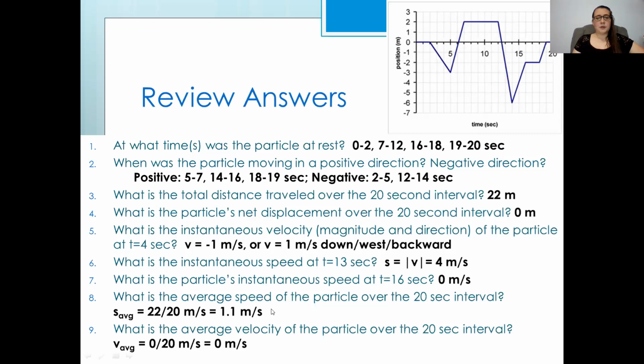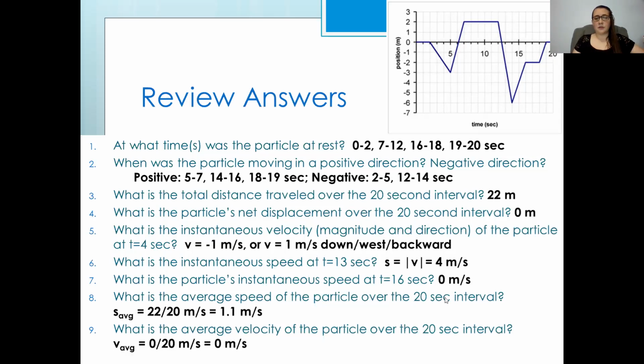The average speed of the particle over the 20-second interval. So remember the difference here between average speed and average velocity. Average speed deals with total distance traveled divided by the total amount of time it took. So we found our total distance up here, number 3, is 22 meters. So our total time interval, 20 seconds, gives us 22 divided by 20, or 1.1 meters per second on average.